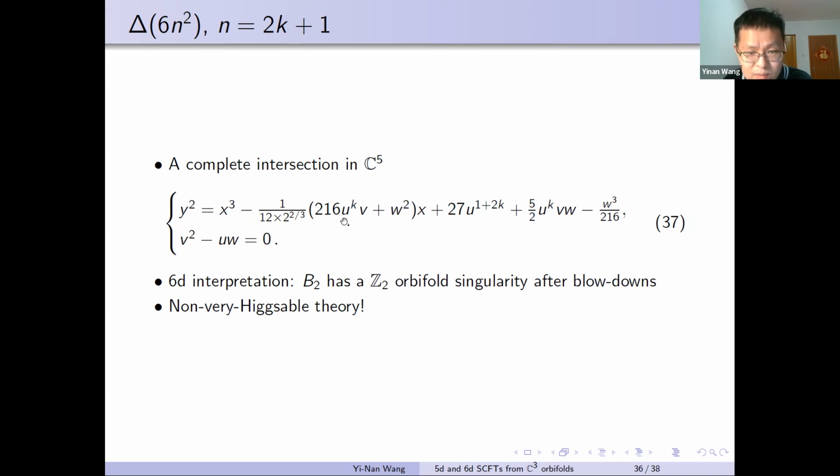And the base variables are U, V and W. However, this UVW satisfy an additional relation, that's the second equation. The 6D interpretation of this is that the base B2 will have a Z2 orbifold singularity after you blow down everything. In other words, this is a non-Higgsable theory.